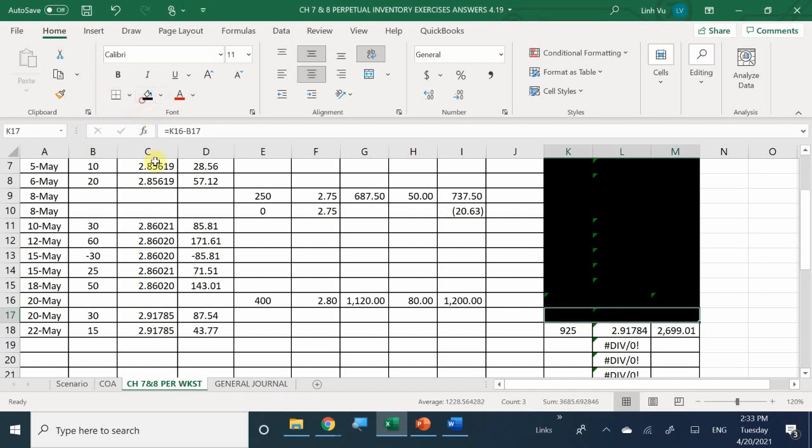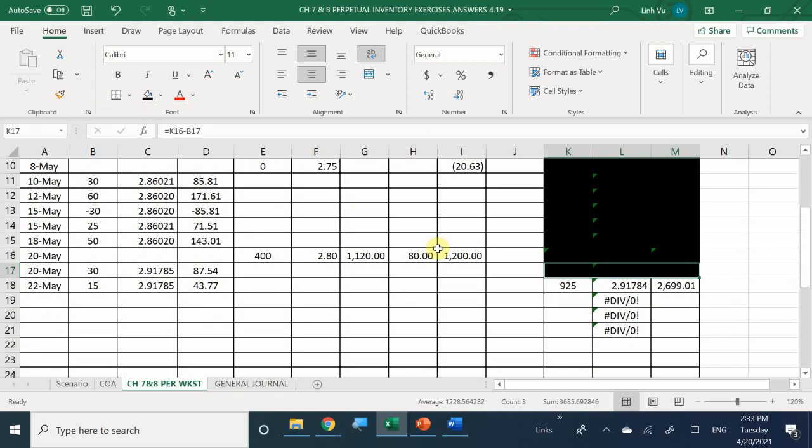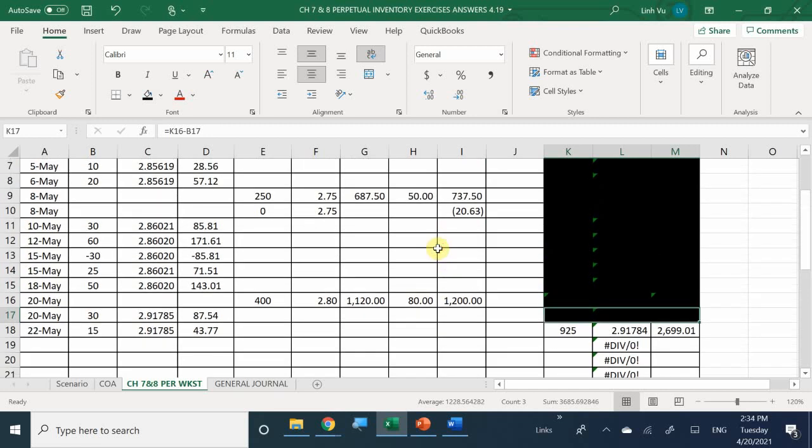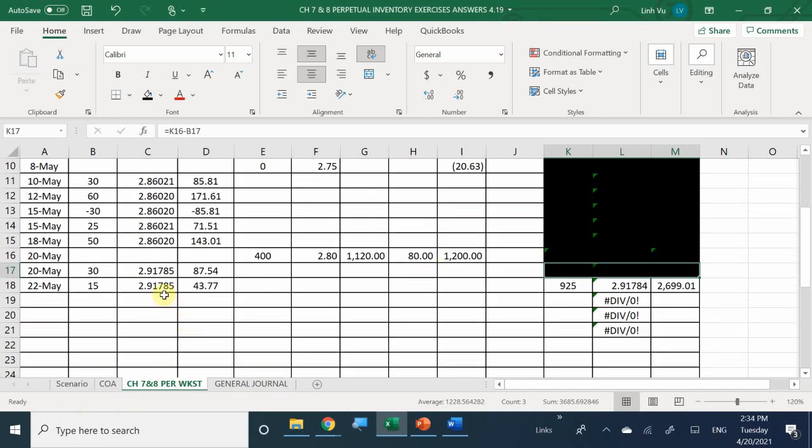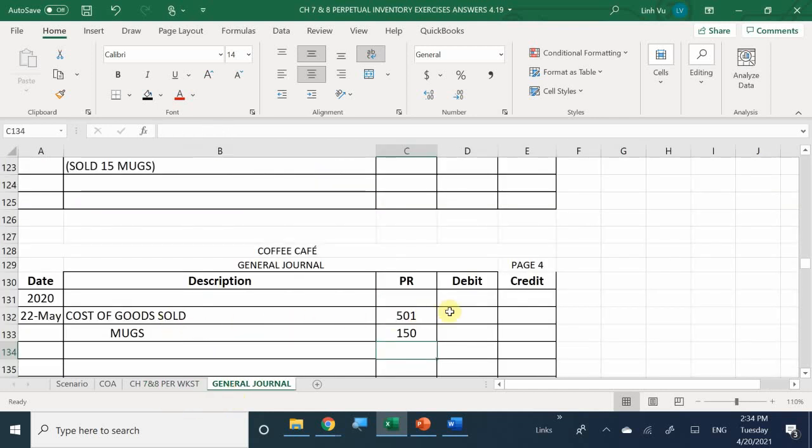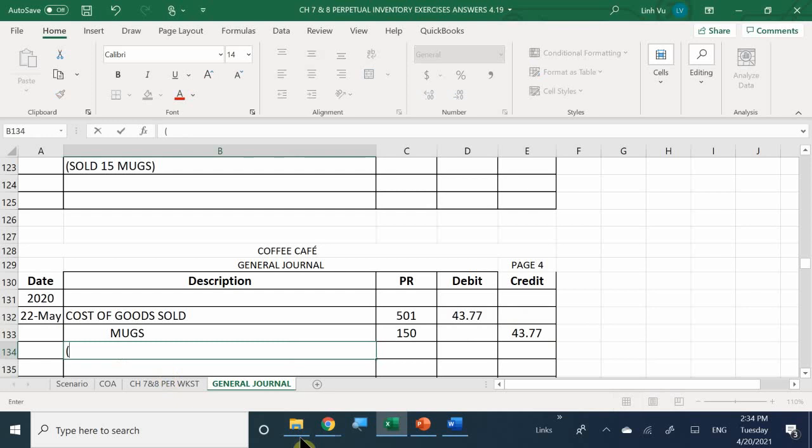So once again, I'm just gonna blur that out so I don't confuse that one. Okay. So now we still have 925 cups left to sell, right? And the one thing that we just solved for is the cost of goods sold, which cost me $43.77. So once again, $43.77 was my total cost of goods to sell 15 mugs.